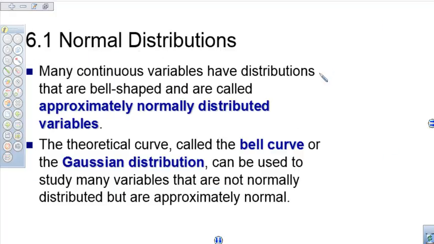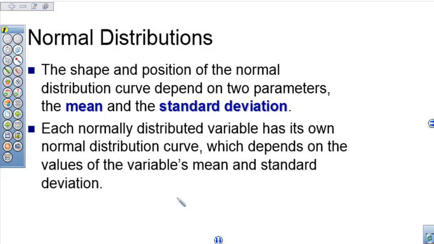Right now I want you to start thinking about this bell-shaped curve, kind of like when you're in high school and your science teacher might have graded your test on a curve. That was the bell curve. This is what we're talking about. Sometimes it is called the bell curve. The gentleman that established this was called Gauss, and so sometimes they call it the Gaussian distribution. So just different names. The shape and the position of the normal distribution curve depend on two parameters, and those parameters are the mean and the standard deviation.